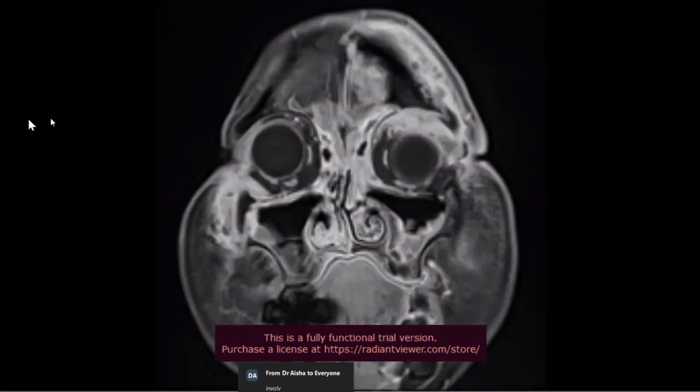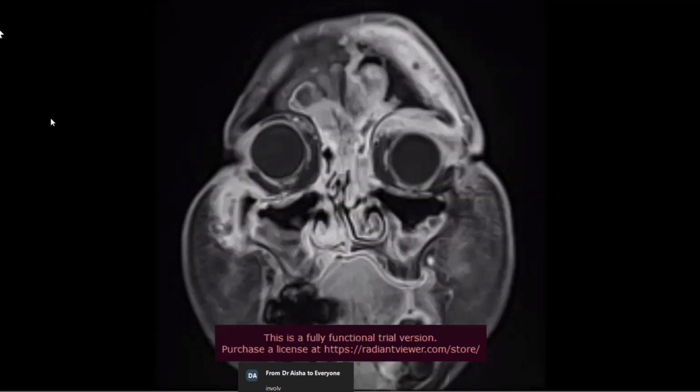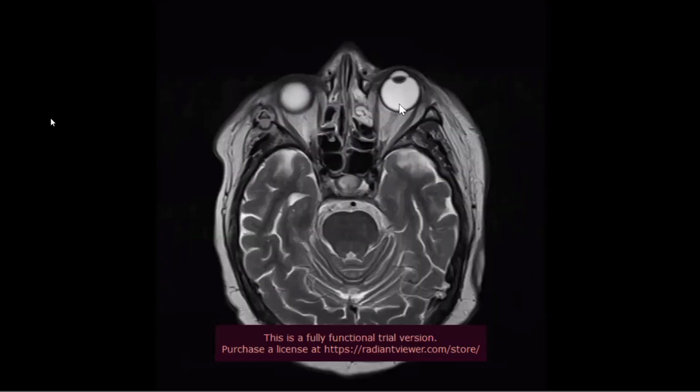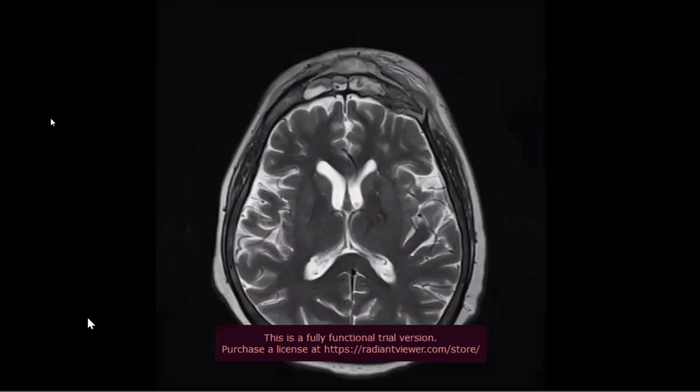And it was low on T2. I don't know whether you have reviewed it carefully or not. Yes, there was low signal within these areas, which can occur in fungal infection. Yes, it was confirmed aspergillosis in the lab analysis.